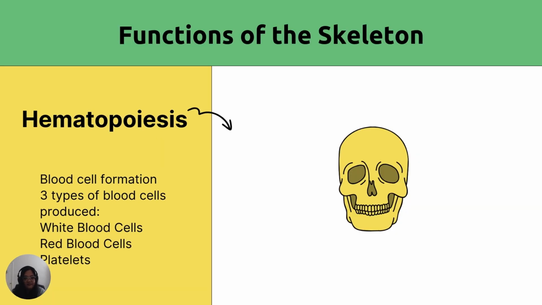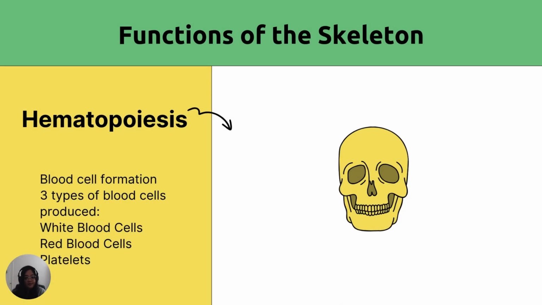And lastly, we have the fifth function, which is hematopoiesis. So hematopoiesis is just pertaining to blood cell formation. We have 3 types of blood cells that are involved. We have our red blood cells, our white blood cells, and also our platelets, also known as thrombocytes.